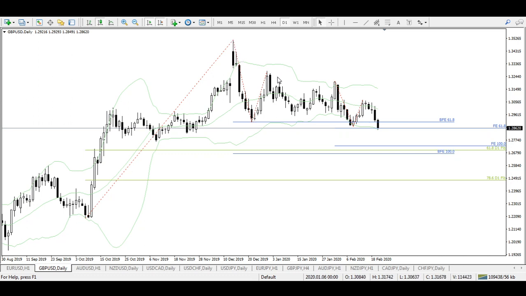Market retraced to the upside, and very slow action was there, and then market finally had reached this BFE 61.8, and next target can be BFE 100. So this will be the next support area. Let me make a rectangle in this area. This will be the next support.